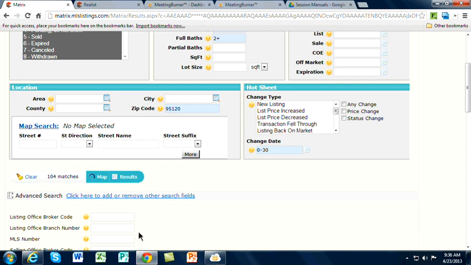Recent sales you want geographically close to the property. Pendings and closed transactions you want relatively close geographically. But what I'm going to do when I get to active listings is I'm going to expand the field.